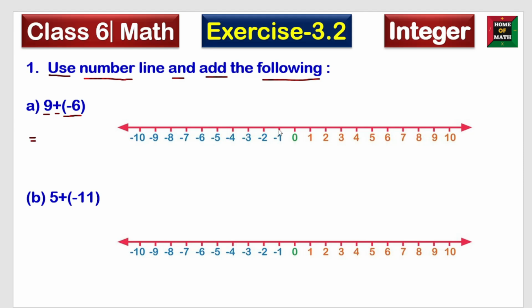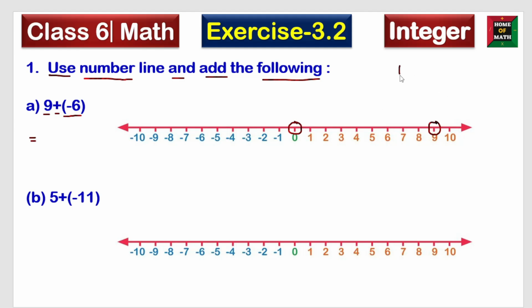So let's start. Here is 0, it's the middle part. 9, before 9 has no sign, it means this is plus 9, right? So we can write 1 2 3 4 5 6 7 8 9. This is 9. Now we will add minus 6.